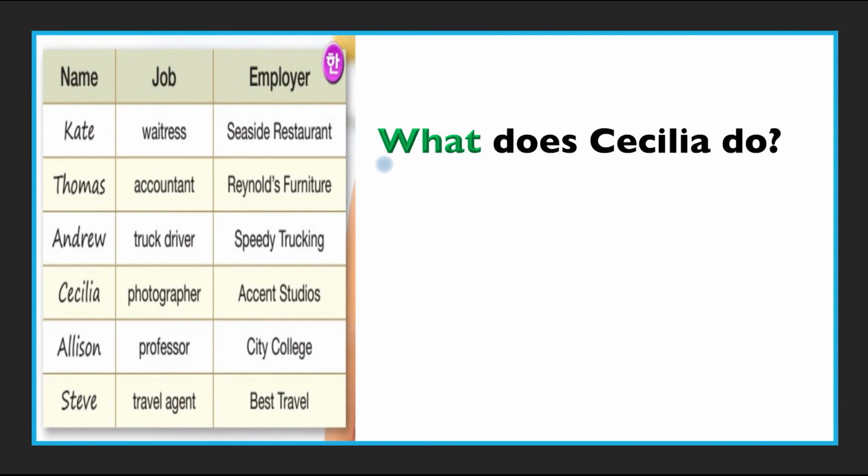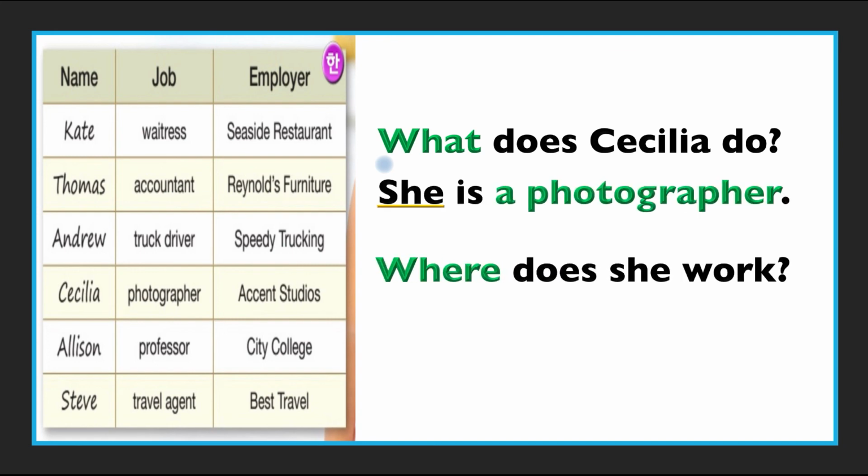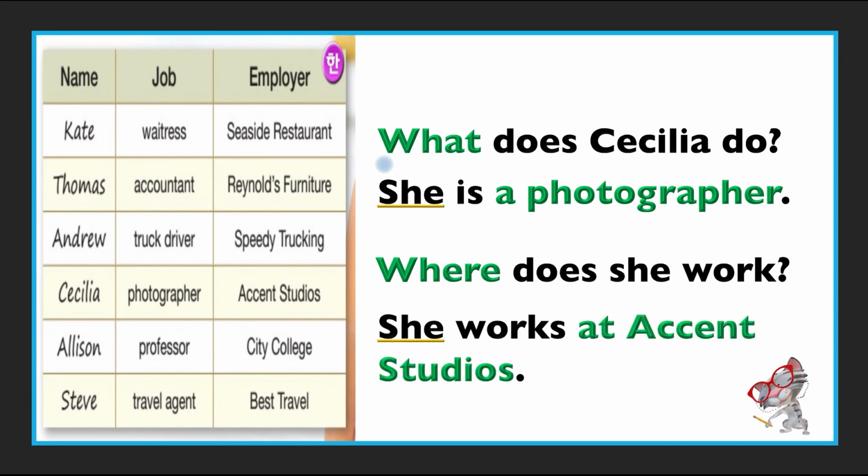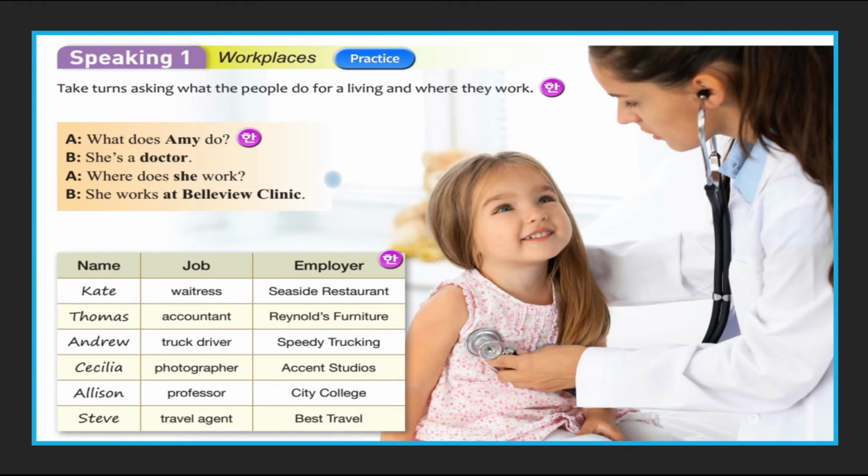What does Cecilia do? She is a photographer. And where does she work? She works at Accent Studios. So you get the idea. We're talking about occupation. Her occupation is photographer. Her employer is Accent Studios. Her workplace is at Accent Studios. Slight variations. So we're going to say that's the end of part 1.